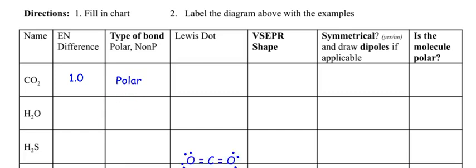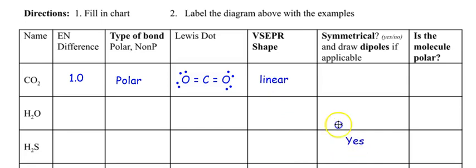And then let's do the Lewis structure. Okay, it looks hopefully familiar. What is its shape? Linear. Is it symmetrical? The answer is yes. All right, and draw dipoles if applicable. Well, do we have any dipoles if it's symmetrical? No, we don't.